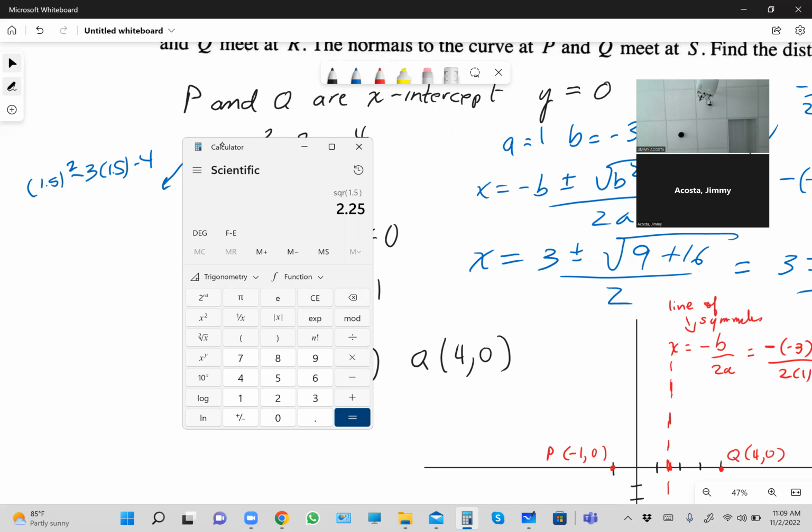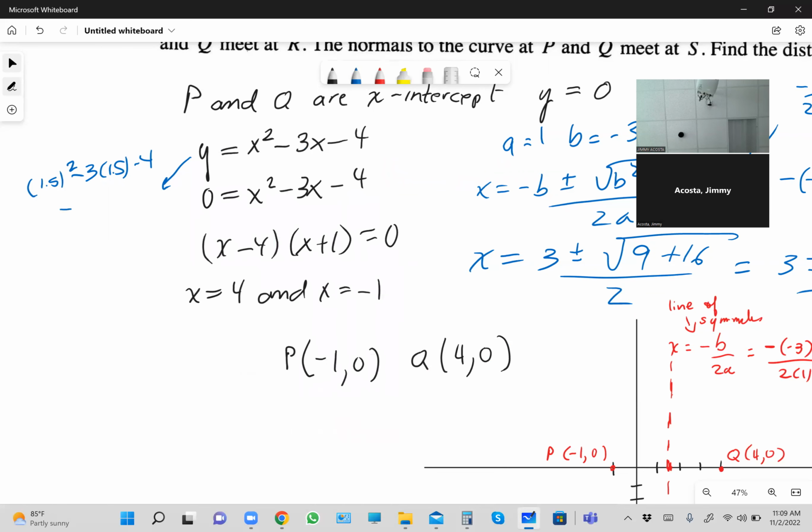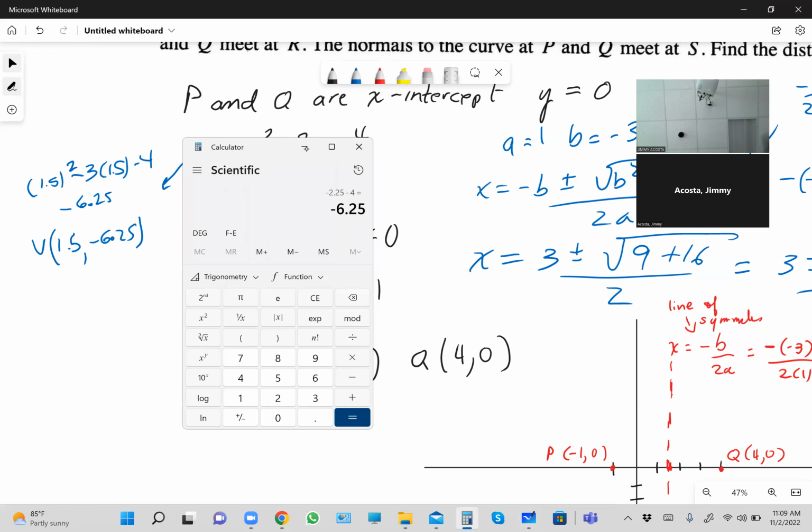So it's going to be 1.5 squared minus parentheses 3 times 1.5 parentheses, close it, and then minus 4. So I get negative 6.25. So this is the original equation for the parabola. So now I know my vertex is 1.5 comma negative 6.25. That's what I got. Negative 6.25.